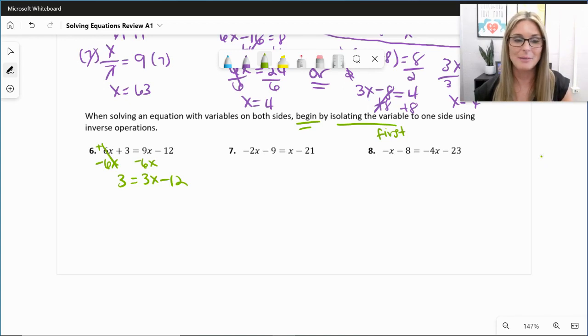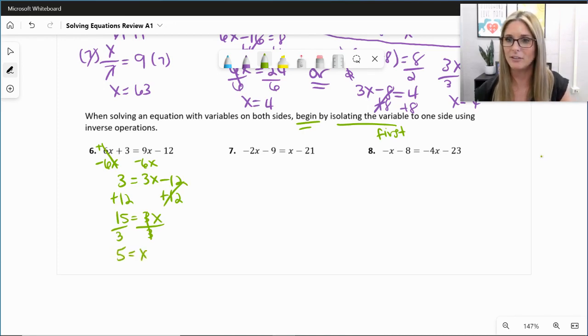Back to solving a two-step equation. I'm going to get rid of that extra term on the x side of the equation by adding 12. 3 plus 12 makes 15 equals 3x. Isolate x by dividing by our coefficient 3. 15 divided by 3 is 5. 5 equals x. Final answer, our solution.